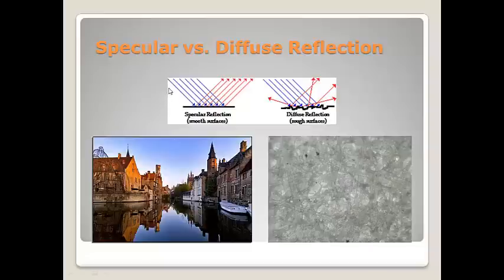Specular reflection is when light bounces off of the surface and all of those rays of light are parallel to each other. They also reflect parallel. Diffuse reflection happens off of a rough surface. So all of those beams of light are striking, but because the surface is rough, they bounce off in all different directions. Keep in mind that with diffuse reflection, each individual ray still obeys the law of reflection.